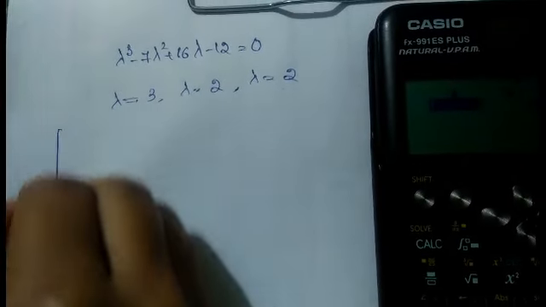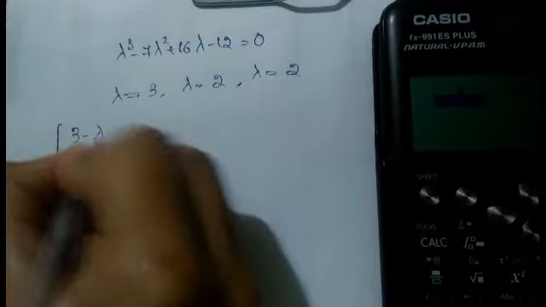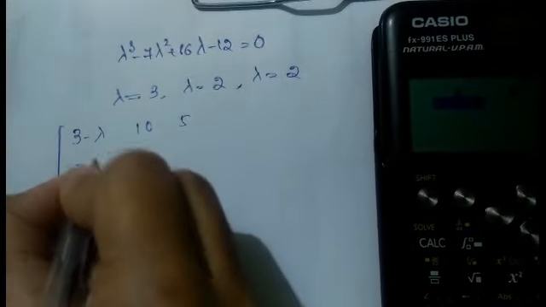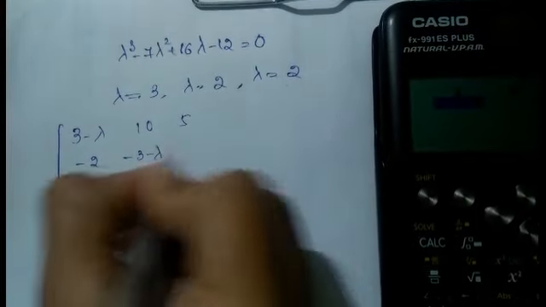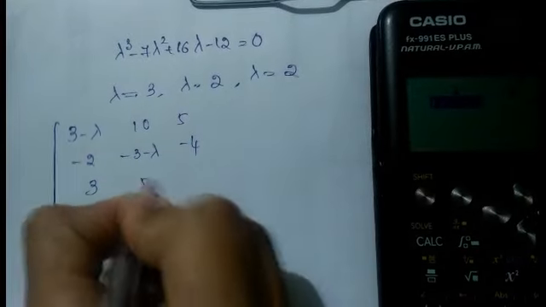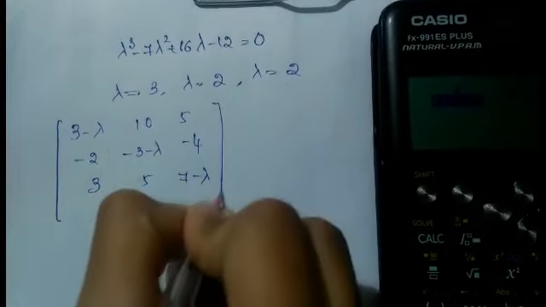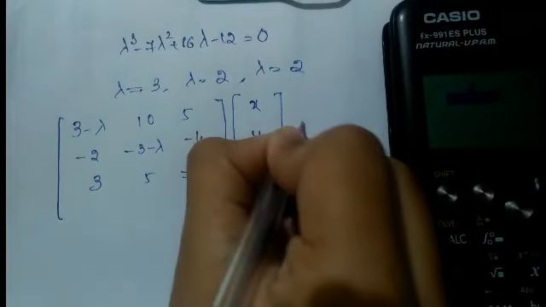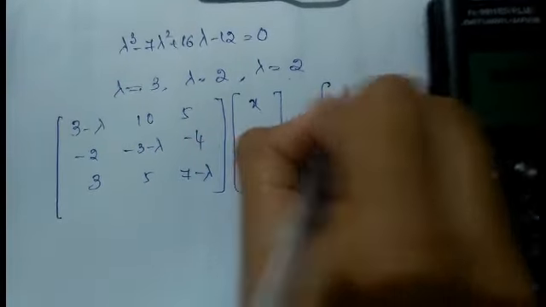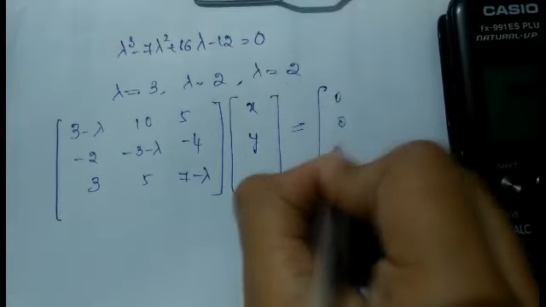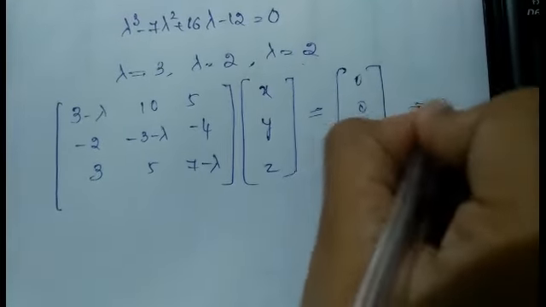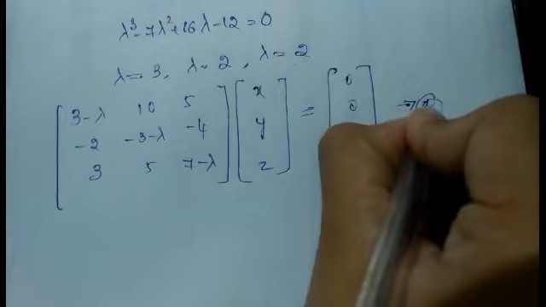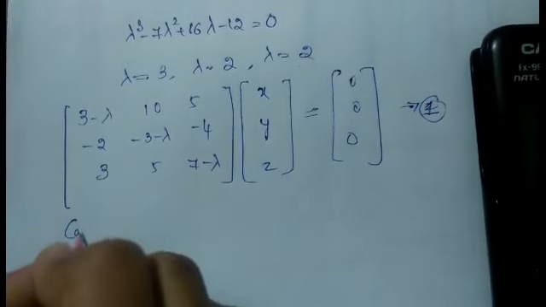So first write the matrix 3 minus lambda, 10, 5; minus 2, minus 3 minus lambda, minus 4; 3, 5, 7 minus lambda. This is a characteristic equation into variable matrix x, y, z, and that equals to 0, 0, 0. So let this be as equation number 1. Now here case 1.